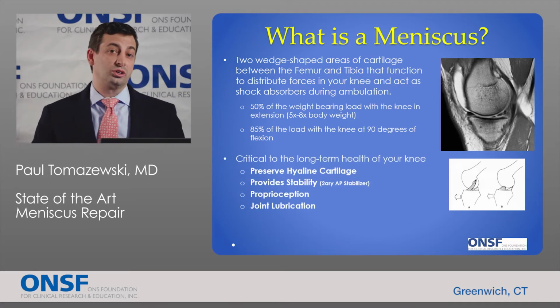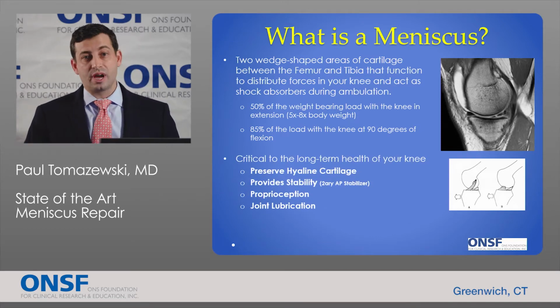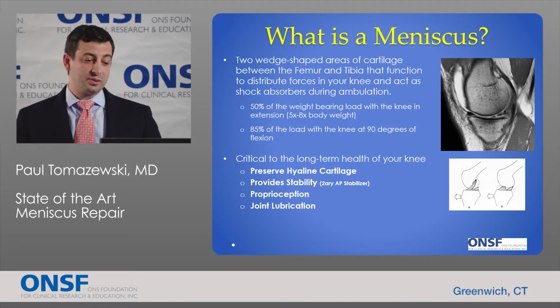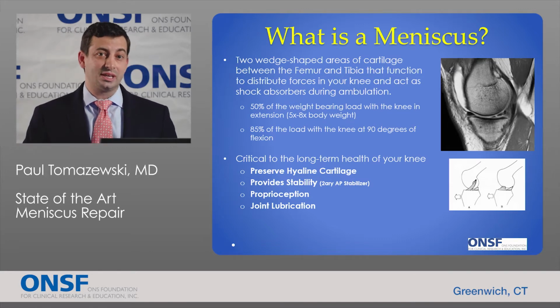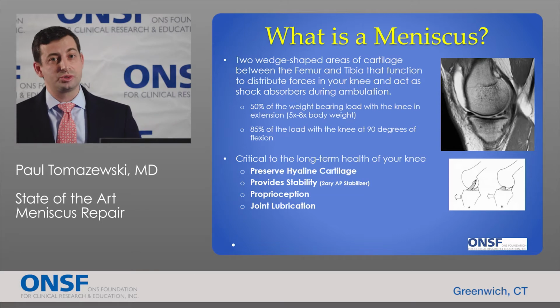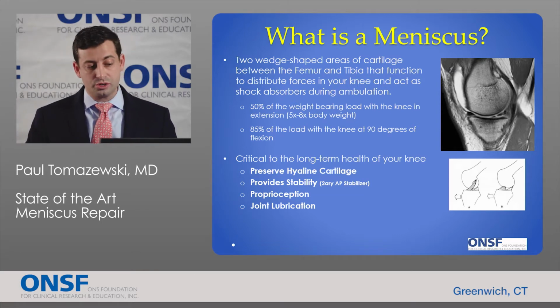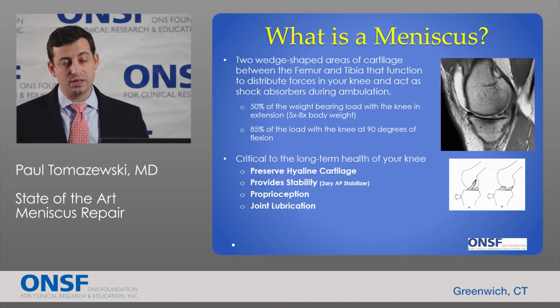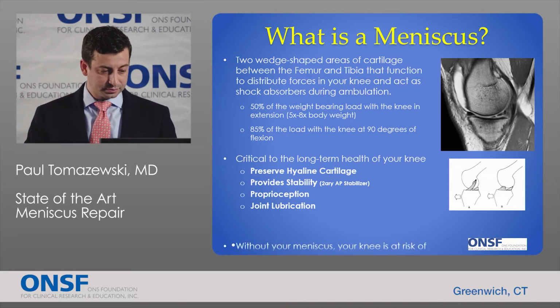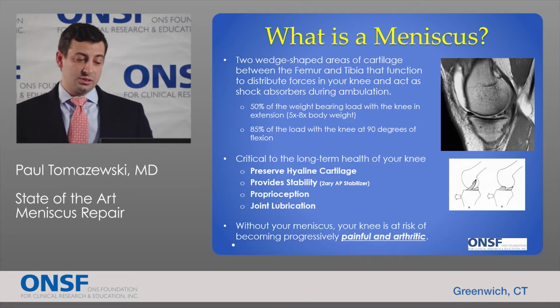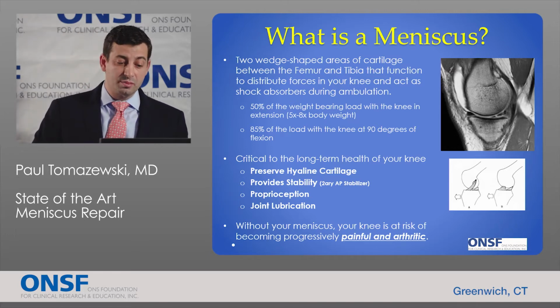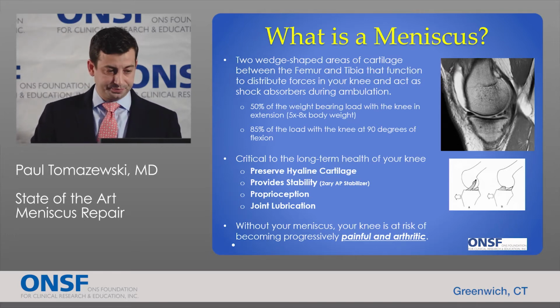They're critical to the long-term health of your knee. They preserve the hyaline cartilage at the end of your femur and your tibia. They provide stability as the secondary stabilizer to anterior and posterior translation. They provide proprioception, which is knowing where your knee is in space, and joint lubrication. Without your meniscus, your knee is at risk for progressively becoming painful and arthritic.